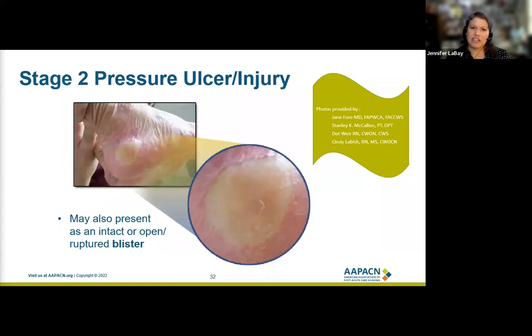Stage 2 pressure ulcer injury could also present as an intact or open or ruptured blister. Again, you need to determine what's the difference between this being a stage 2, which has a defined area, versus that suspected deep tissue injury where it's maybe mushy, boggy, bruised looking, purpley, maroon looking, and we need to determine the difference between the two.